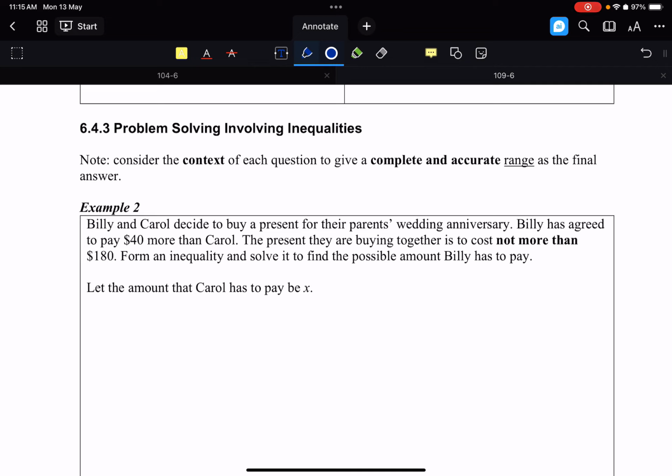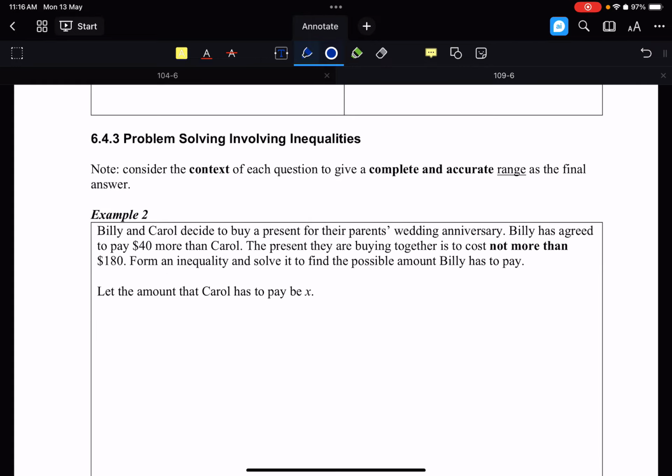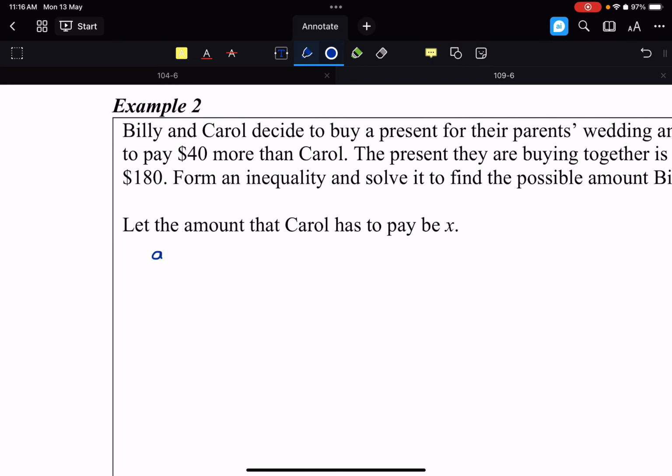So what do I mean? Here, Billy and Carol decide to buy a present for their parents' wedding anniversary. Billy has agreed to pay $40 more than Carol, and the present they are buying together is to cost not more than 180. So you need to translate this properly, right? So form an inequality and solve it to find the possible amount Billy has to pay. Let the amount that Carol has to pay be x. So what we're going to begin with is to write down the amount Billy has to pay, right? Amount Billy has to pay is equals to, now Billy is going to pay $40 more.